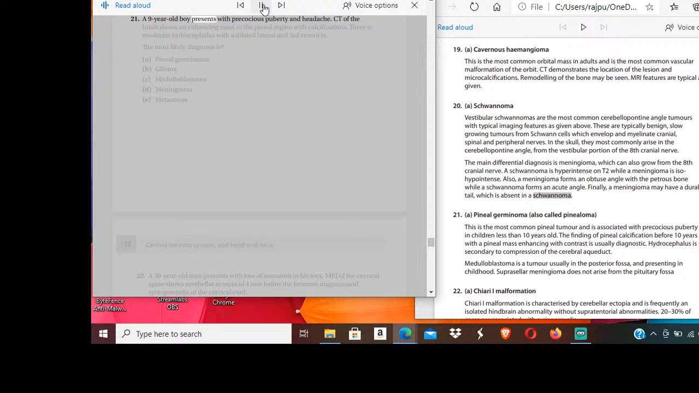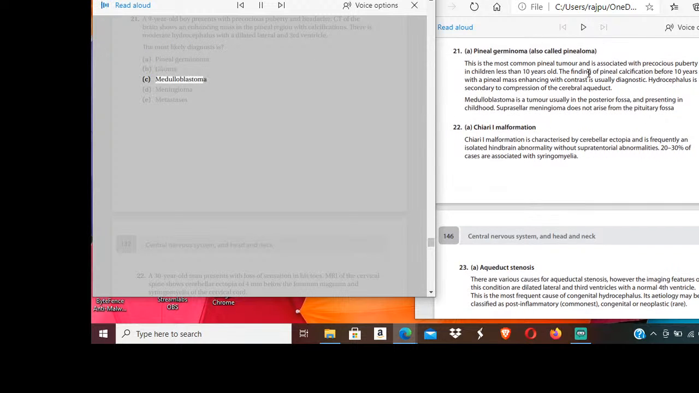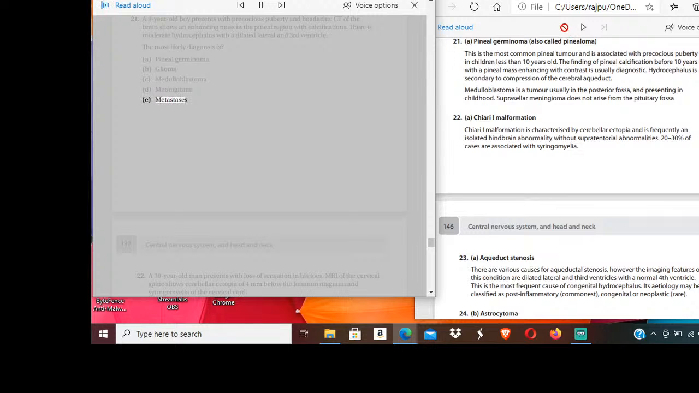21. A 9-year-old boy presents with precocious puberty and headache. CT of the brain shows an enhancing mass in the pineal region with calcifications. There is moderate hydrocephalus with a dilated lateral and third ventricle. The most likely diagnosis is A. Pineal germinoma. B. Glioma. C. Medulloblastoma. D. Meningioma. E. Metastases.